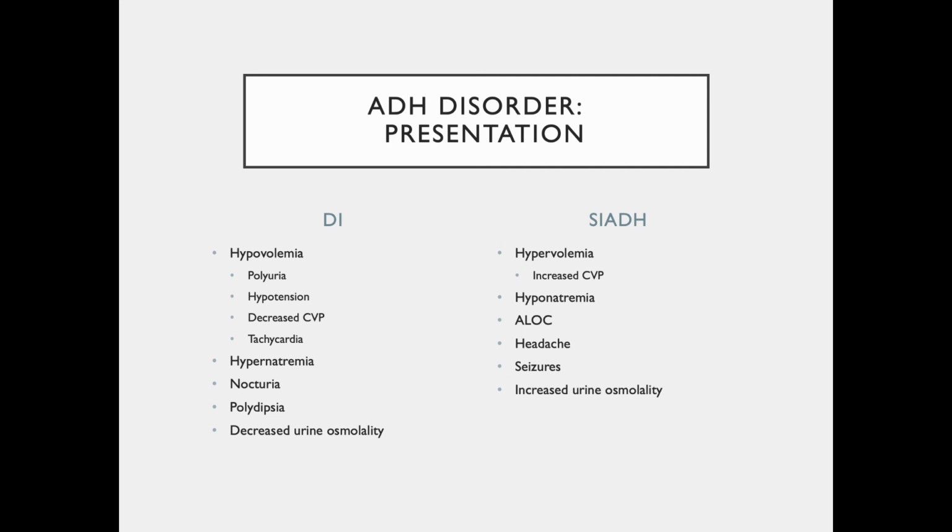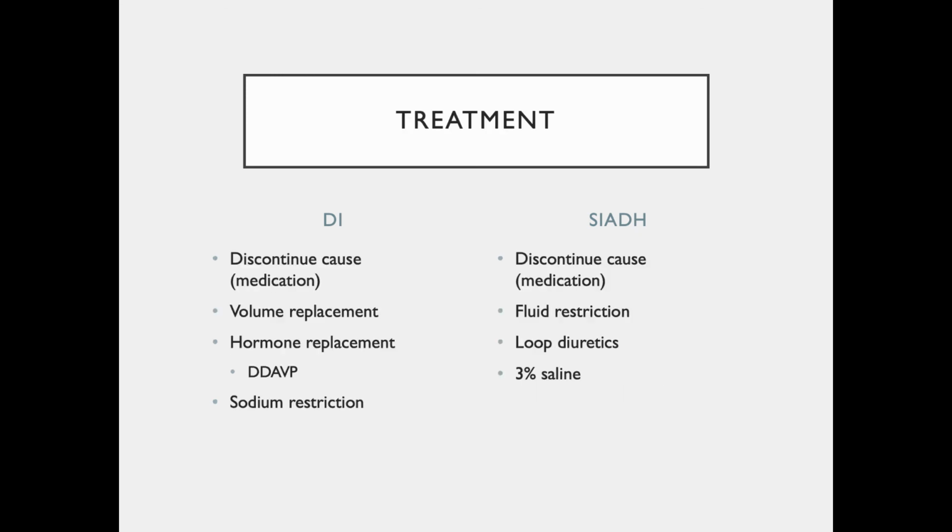The ADH disorder presentation looks like this. For DI, it's a hypovolemia, and for SIADH, it's a hypervolemia presentation, right? Because in diabetes insipidus, we're getting rid of all this fluid. It just keeps falling out, which makes the sodium level higher because we're getting rid of all that fluid. And in SIADH, we tend to see an increased urine osmolality, but the serum is the opposite.